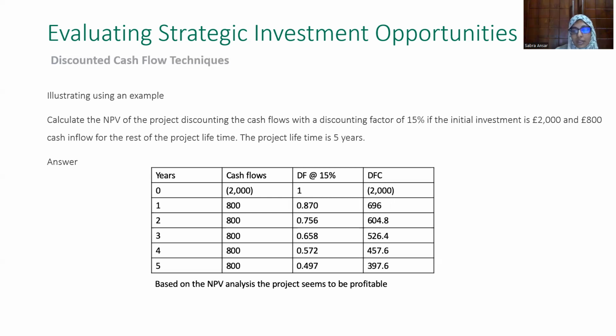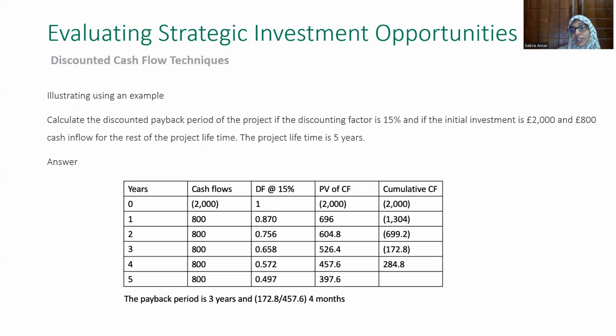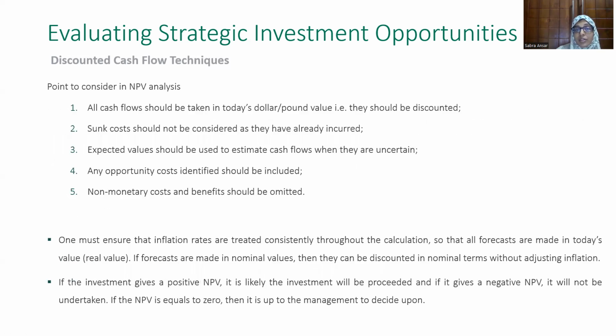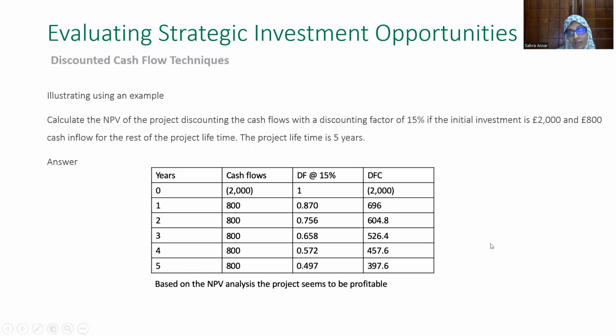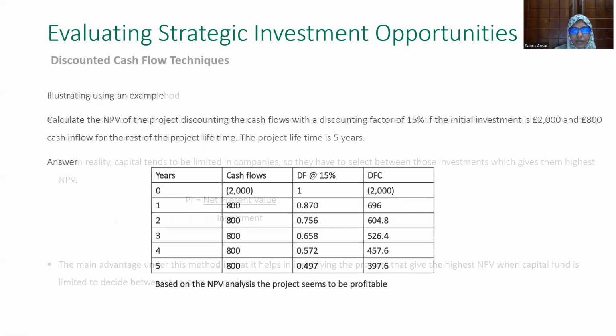One thing we can understand is that when we look at the discounted cash flow in the third year, it is minus 172.8, right? But by the fourth year, it becomes a positive amount. So that means, according to your knowledge, if it becomes positive in the fourth year, the NPV would be positive here, because we are calculating for 5 years. Something to think about.